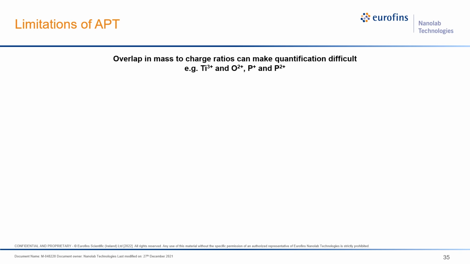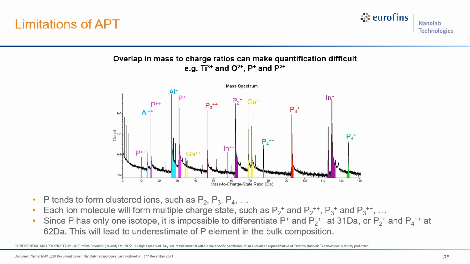Also, for phosphorus, which specifically tends to form clustered ions, both with multiple charge states, identifying which species is present at an individual mass to charge peak is actually very difficult, and it can lead to an underestimation of the composition. So there are two ways to overcome this issue.